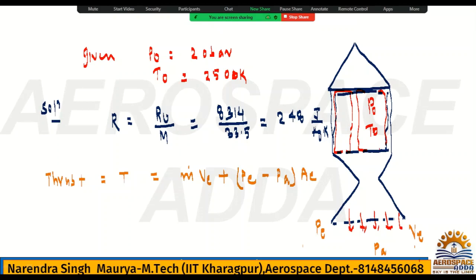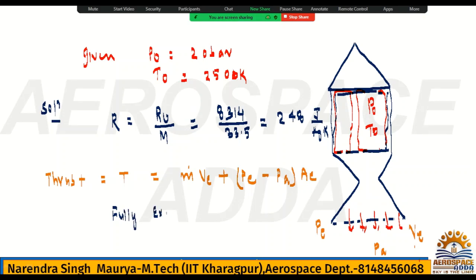Now they have said expanded through the nozzle to an atmosphere at 1 bar. So they have clearly mentioned it is expanded to the atmosphere. I mean, there is no under expansion, there is no over expansion case. It is exactly expanded to the atmosphere. If it is exactly expanded to the atmosphere, then the pressure thrust term will be 0, because it is the case of fully expanded.